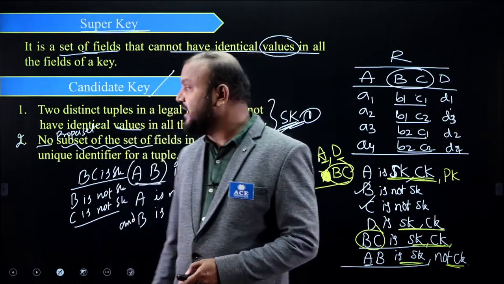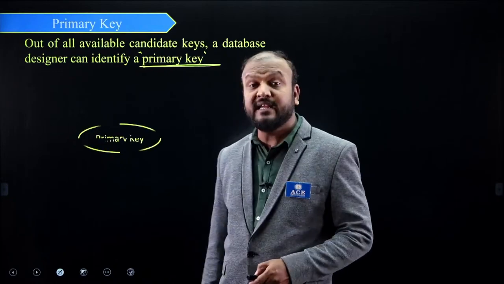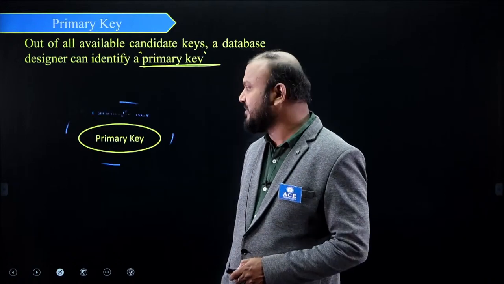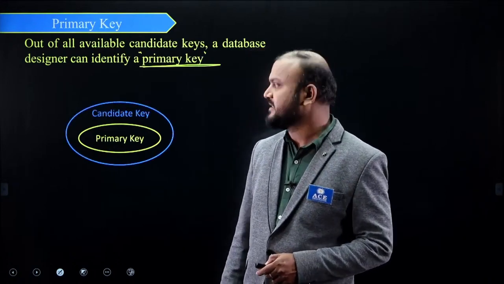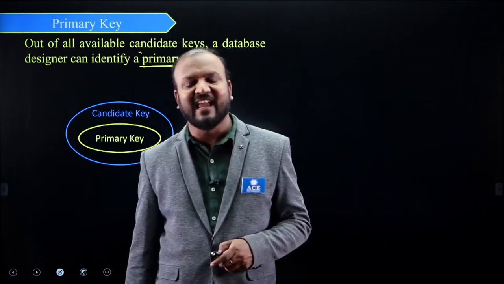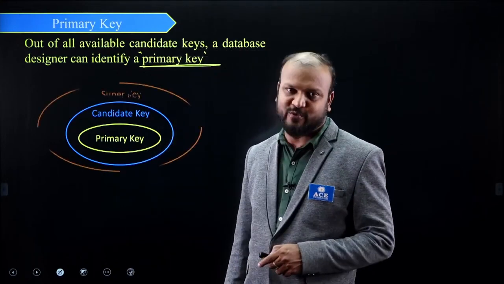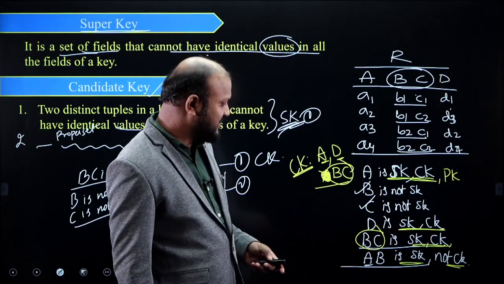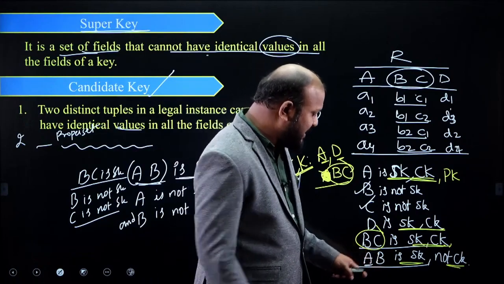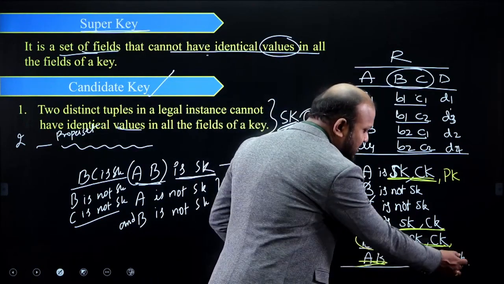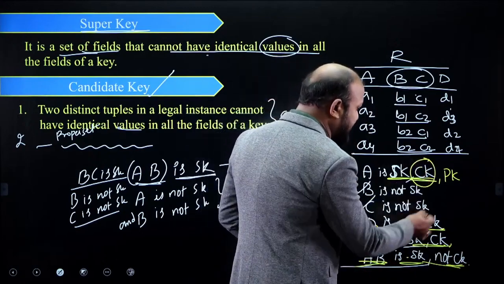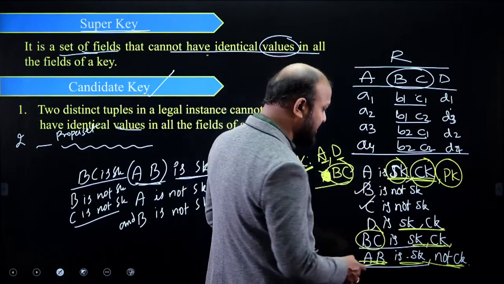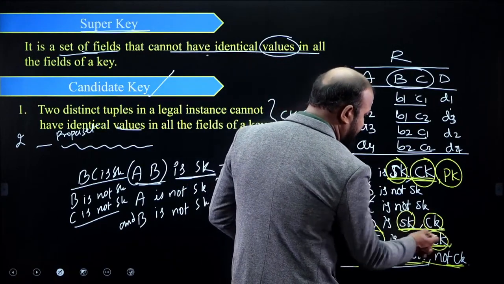So in any relation, how many primary keys should there be? Only one primary key, and that primary key should be selected from the available candidate keys. And one more important thing: every candidate key is definitely a super key, but every super key need not be a candidate key. Let me show this example. AB is a super key, but not a candidate key. But whichever is a candidate key is also a super key. This is a candidate key, also a super key. This is a candidate key, also a super key.